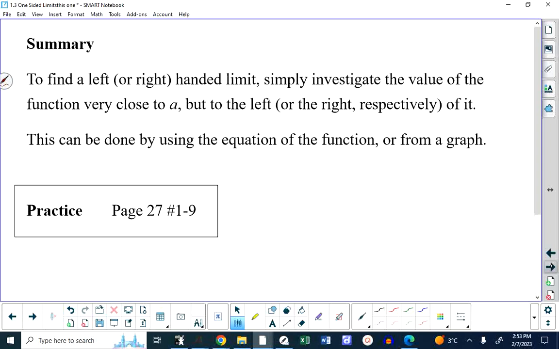You can see what the assignment is, page 27, 1 to 9. To find a left or right-handed limit, investigate the value of the function very close to a, but on the left or the right. And if you have an equation, you can use an equation. If you have a graph, you can use a graph.